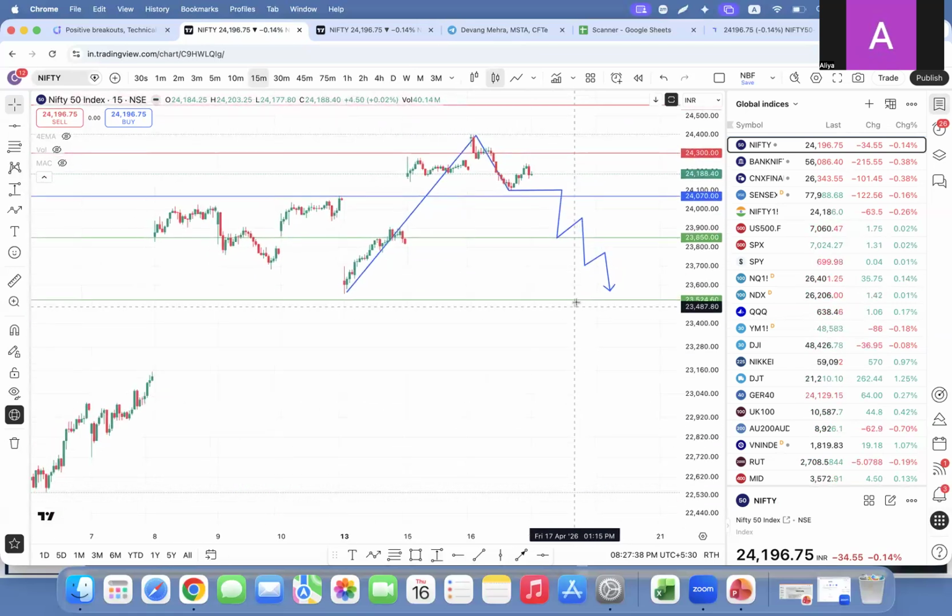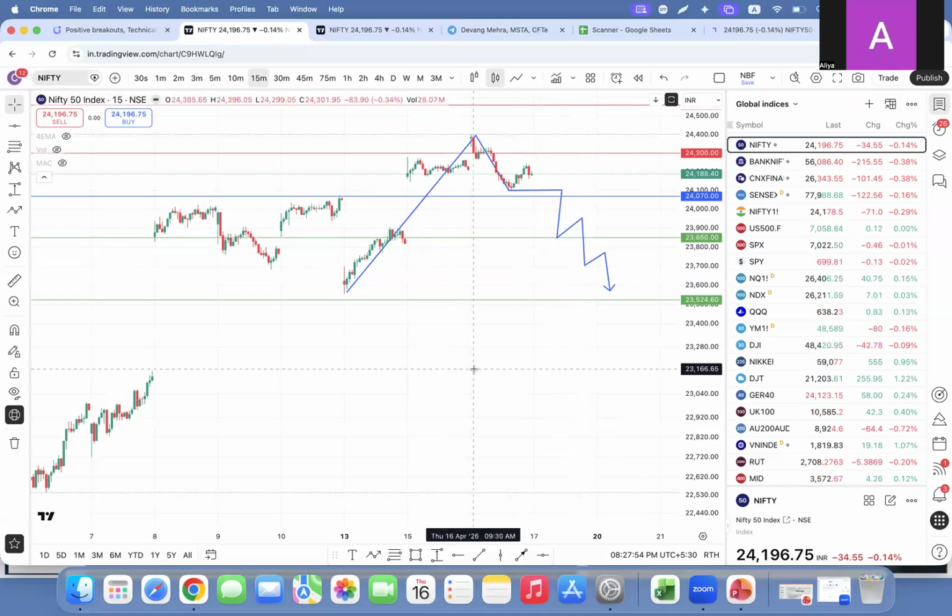And 23,520 remains an important support. If this also breaches, then we will see this gap being filled, which could give huge targets. So if you are planning to trade, then wait for the structure, lower lows, lower highs in the making, and then you get a trade, then you plan for the targets.